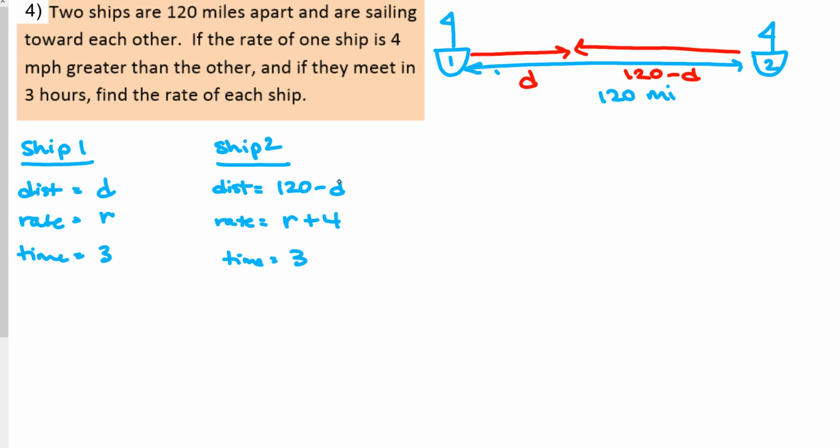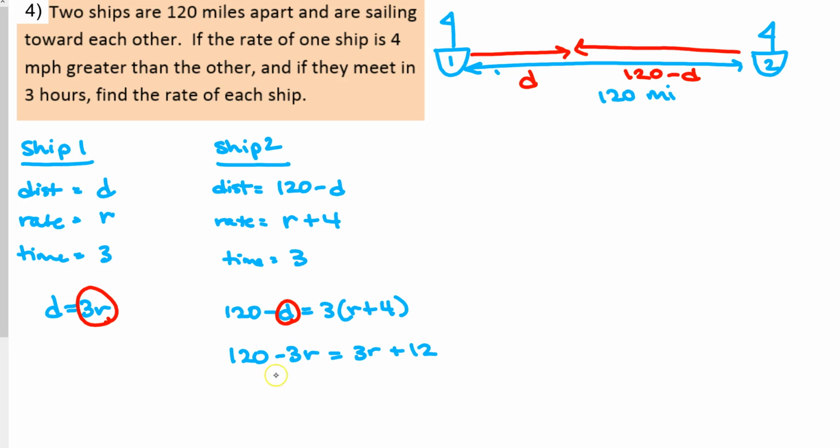So distance equals rate times time for ship 1, d equals 3r. Distance equals rate times time for ship 2, 120 minus d equals 3 times the quantity r plus 4. And we can go ahead and do a substitution. 3r gets substituted in for d. So we have 120 minus 3r equals 3r plus 12. So we can subtract 12 from both sides and add 3r to both sides and divide both sides by 6. Okay, I see I need to fix a little mistake there. 120 minus 12 is 108. Oops. And then divide by 6 and we get 18.